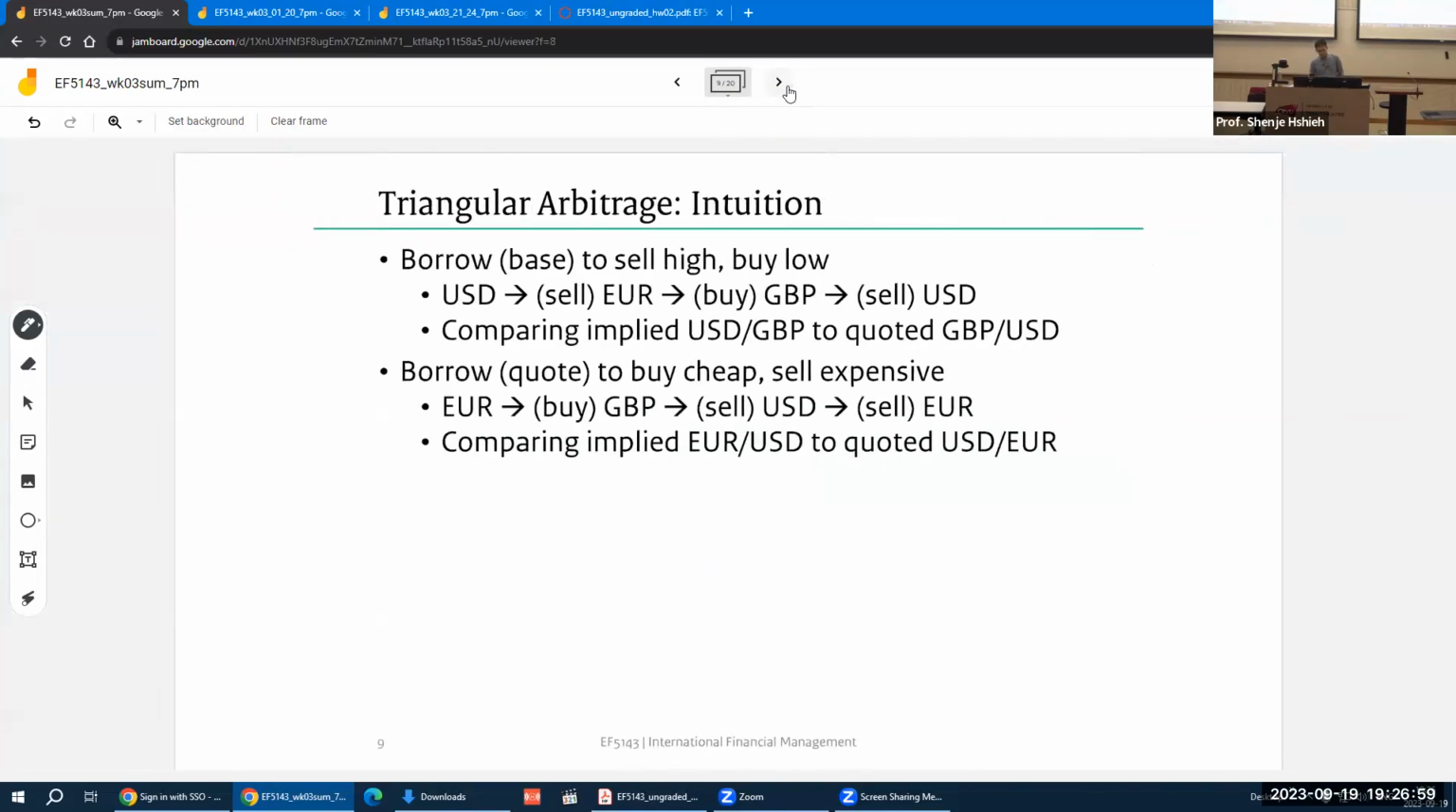Okay. All right, so the intuition, as I already said, if you borrow the base, is that you're going to try to sell it high and buy low. So that's exactly what these two steps involve. These two steps, you're trying to sell high. And then, sorry, this step, sell high. And then you're going to try to buy low, which is this step.